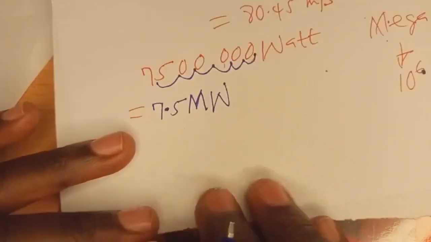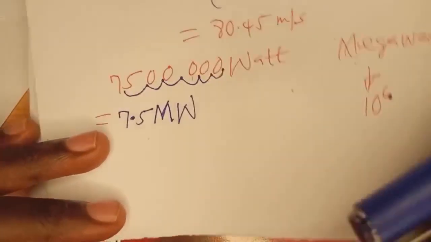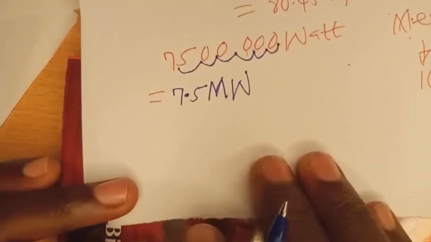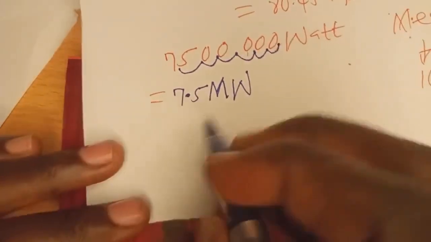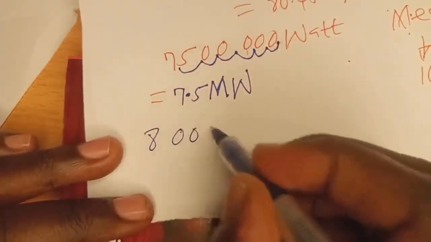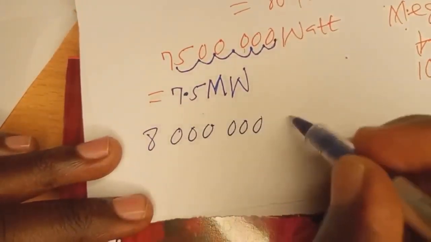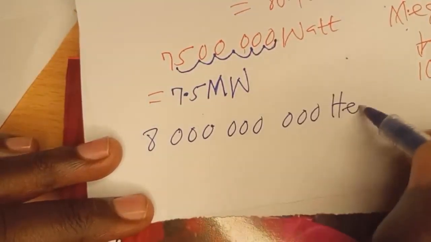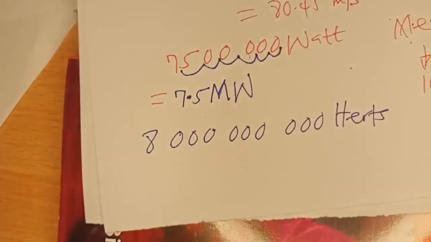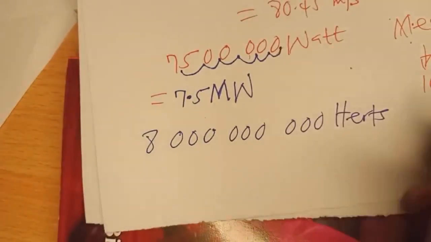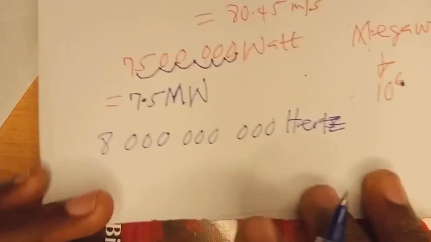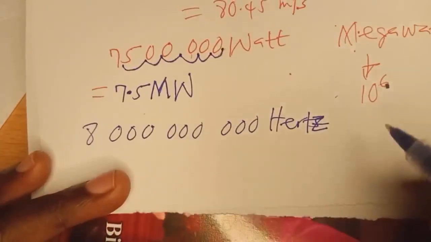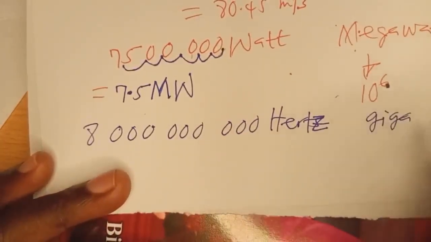Okay, let's say I have a frequency, and the frequency value is 800,000,000 in hertz. Sorry, this is Hz for hertz. So the question is, how do I change this one to gigahertz?